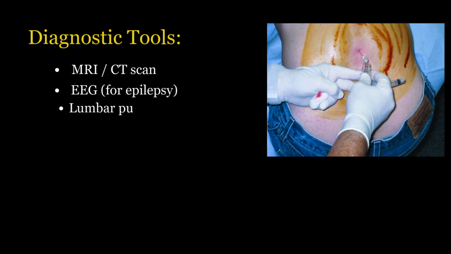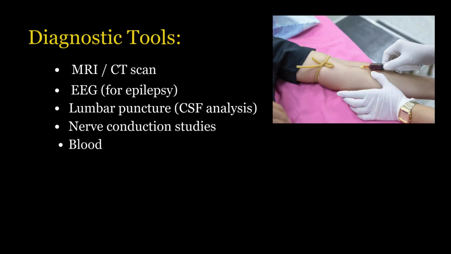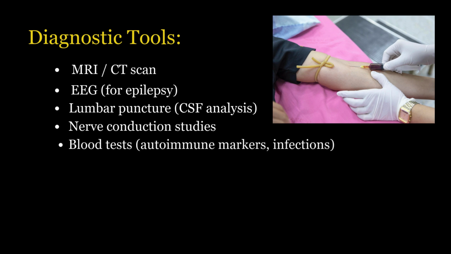A lumbar puncture, or CSF analysis, can provide valuable information, especially for conditions like multiple sclerosis or infections affecting the brain and spinal cord. Nerve conduction studies are used to assess the function of peripheral nerves, while blood tests can help identify autoimmune markers or infections that may be causing neurological symptoms.